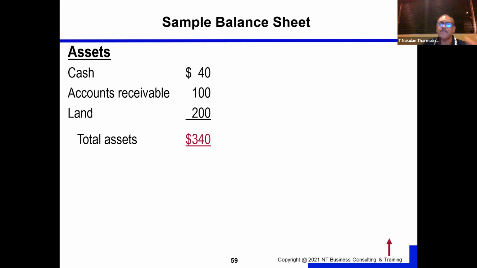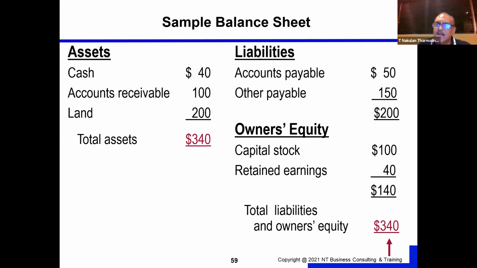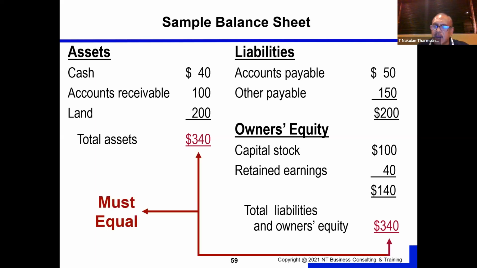Okay, balance sheet. You have cash, accounts receivable and land. I grouped it together as total assets of this particular business. Part of it is current assets, part of it is fixed assets. Then you have liabilities, accounts payable and other payables, 200. And then owner's equity, which is capital or stock, and retained earnings, the money which you put back in your business, 140. So total liabilities and total equity is 340.